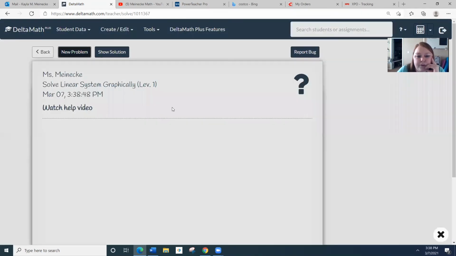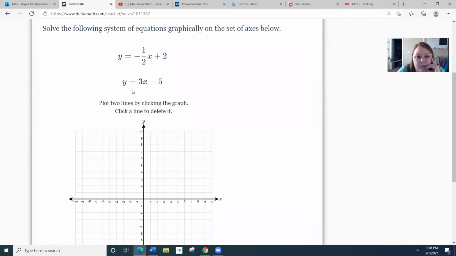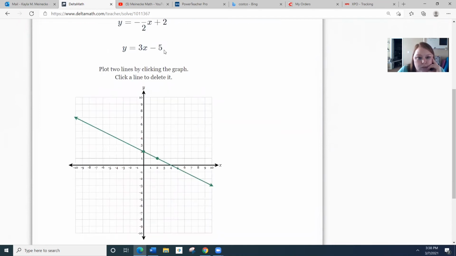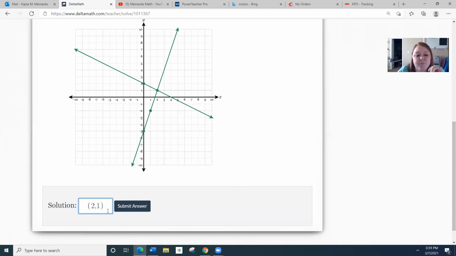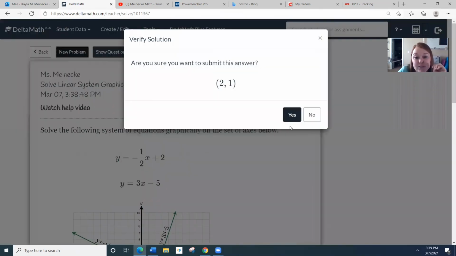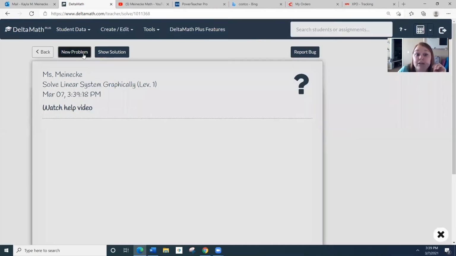Okay, here we go. Next up, start at positive 2, go down 1, right 2. Next one, we start at negative 5, up 3, right 1. This was literally the one I put in your notes. That's freaky. That's weird. So we know that the answer is 2, 1. That's funny.